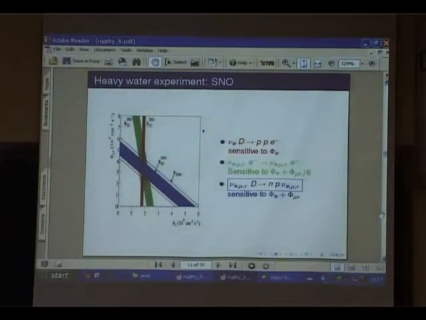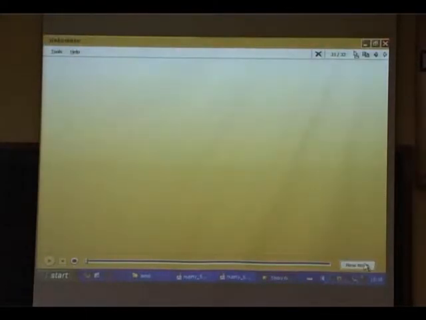And for that, the experiment that was done was SNO. So what SNO had was heavy water.